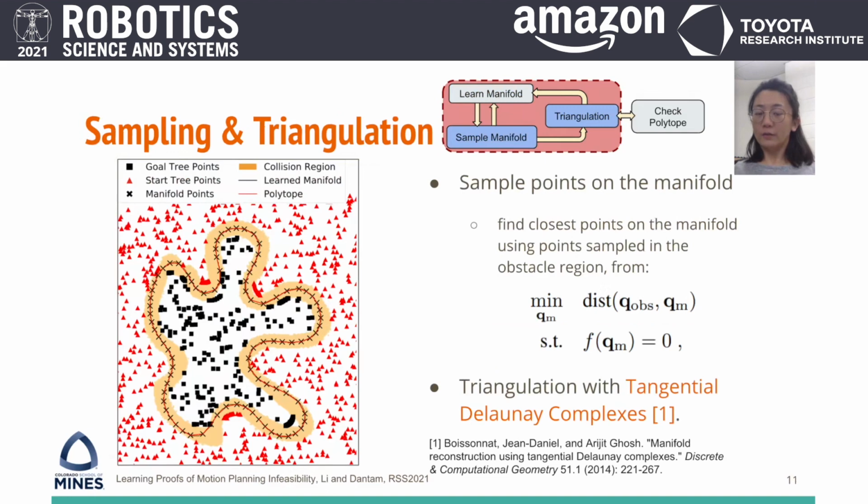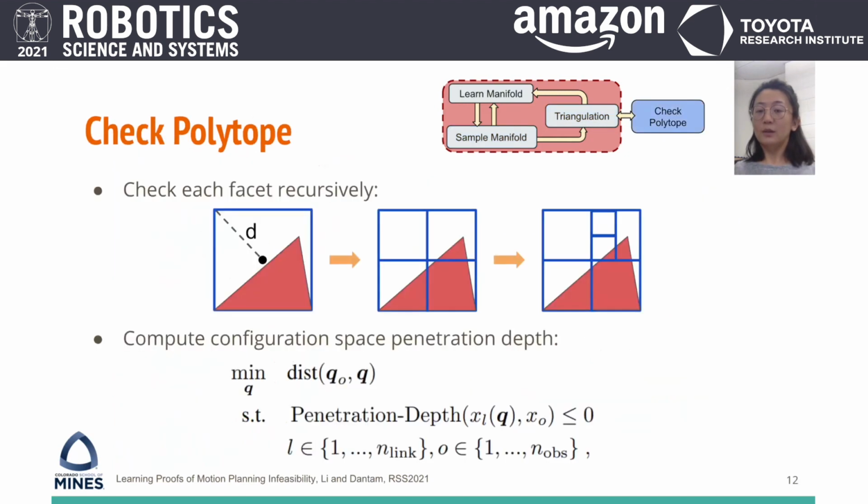After learning the manifold, we sample points on the manifold and then use the sampled points to construct a polytope using tangential Delaunay complexes. The result of the triangulation is a set of facets forming the polytope. Then we check to make sure each facet is in the obstacle region using configuration space penetration depth. If this is true, then the polytope is entirely in the obstacle region, and we have an infeasibility proof as defined before. If not, then we go back to sample more points and relearn the manifold.